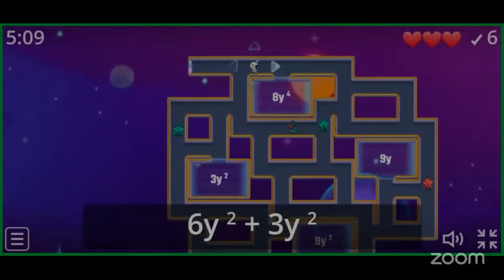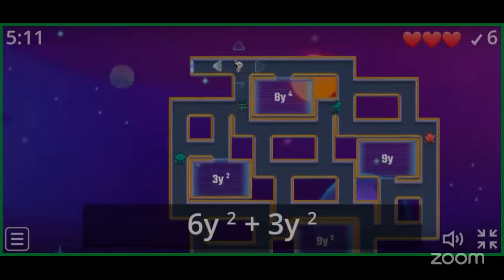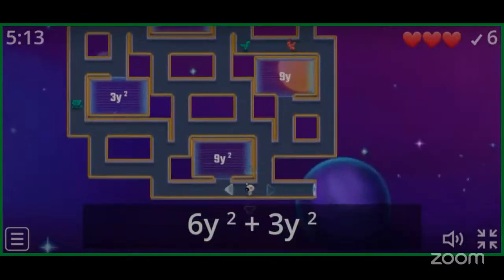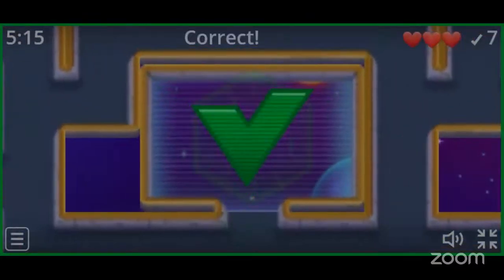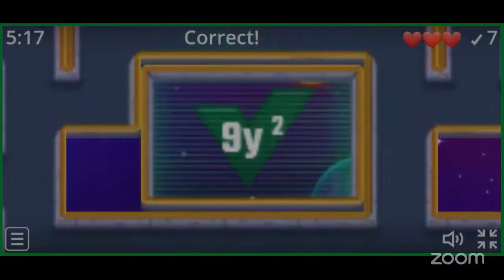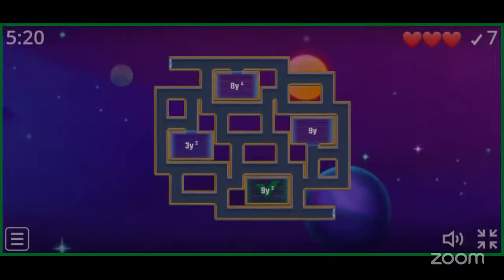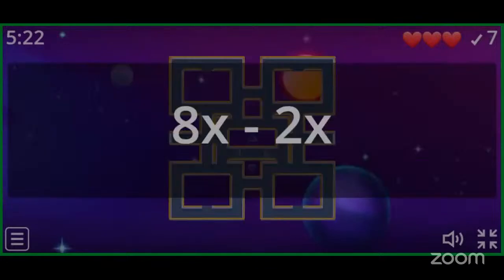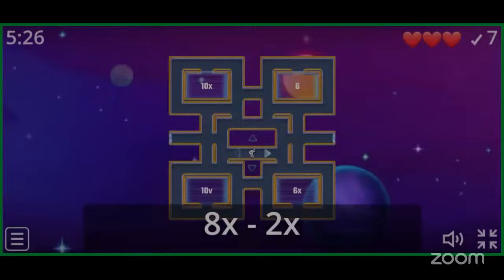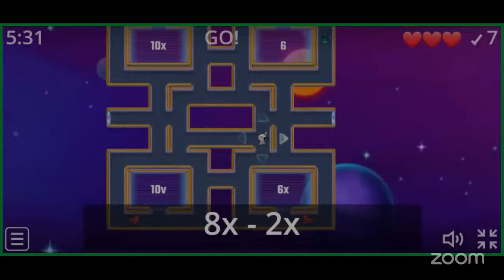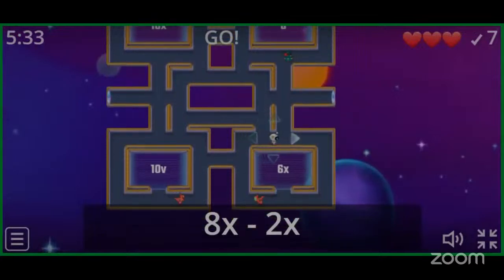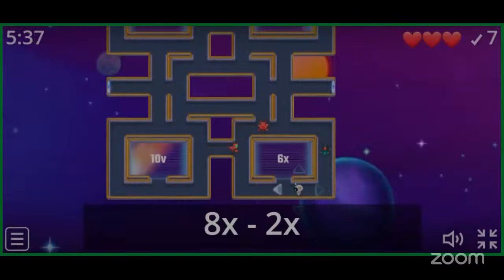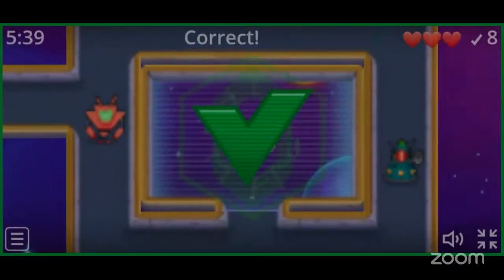I don't think they can go through the portal, so there we go. Good escape. 6 plus 3 is 9, and the amounts of y squared. 8x minus 2x, or 8 minus 2, is 6. And they're both terms of x exactly the same way. So we need 6x.